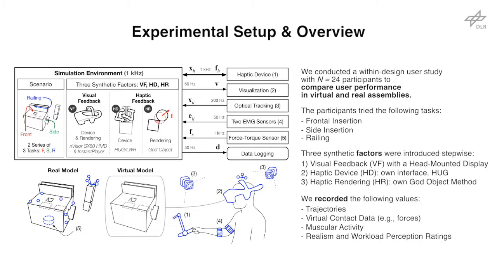First, visual feedback, rendered images visualized through a head-mounted display. Second, haptic device, our HUG force reflecting interface. And third, haptic rendering, our own hybrid god-object method.